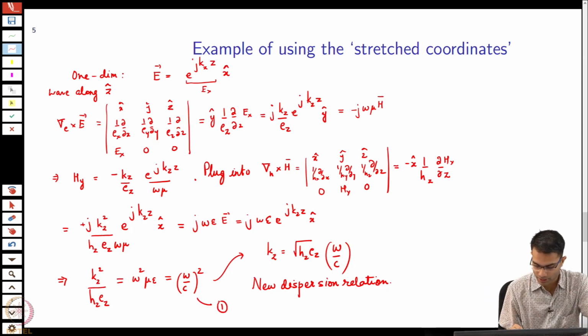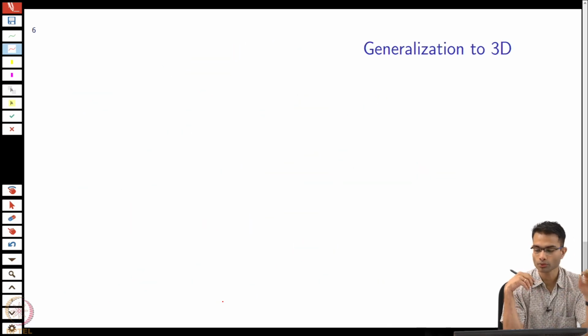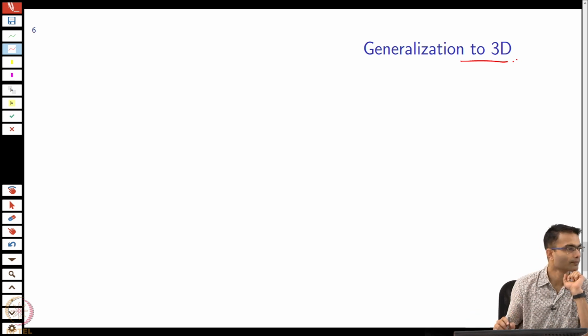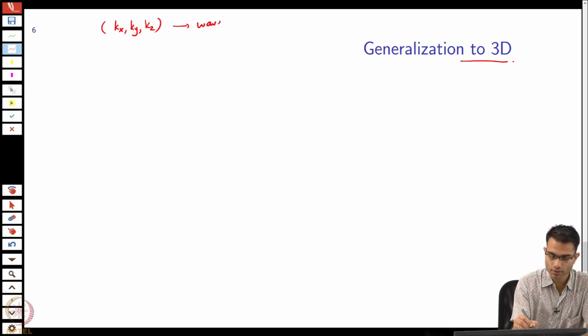Now, let's stick to this equation over here, and omega by c whole squared is going to remain over here. Now, let us go to 3D. What we did was a 1D case where there was only one kz, that is a wave in one direction, but in general there can be a kx, ky, kz. This is a wave in 3D.